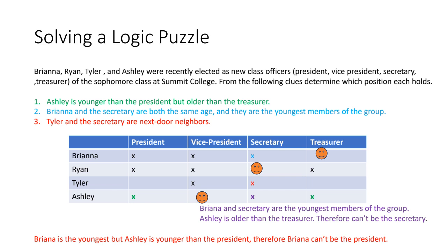It says that Brianna, going back to the second statement, is the youngest, but Ashley is younger than the president, therefore Brianna can't be the president. So this last statement can be used to deduce that Brianna has to be the treasurer, and therefore Tyler is going to be the president. So this is always a good strategy.